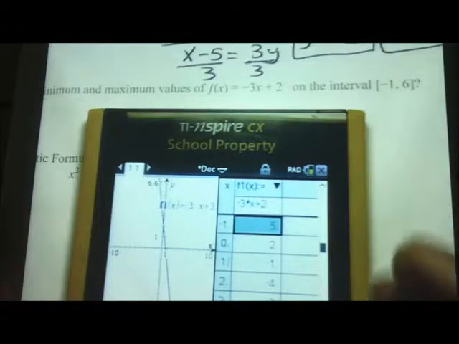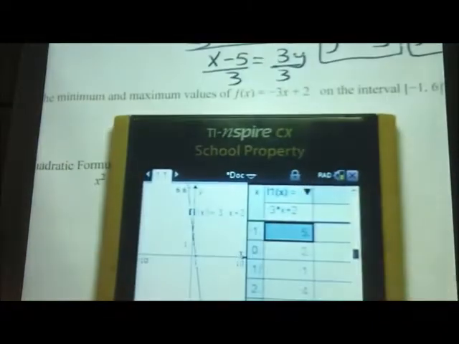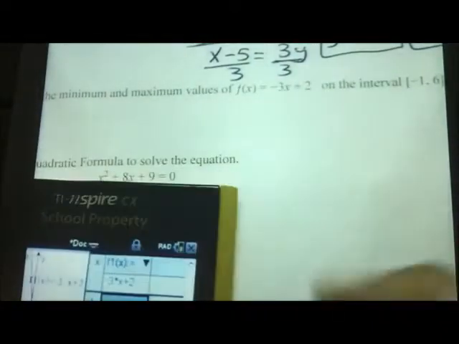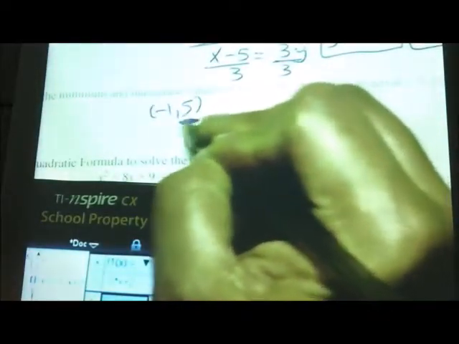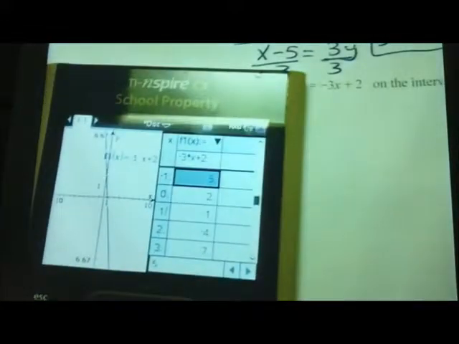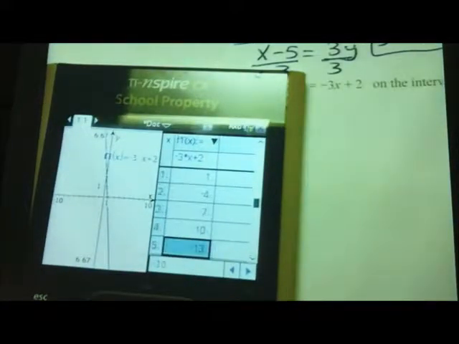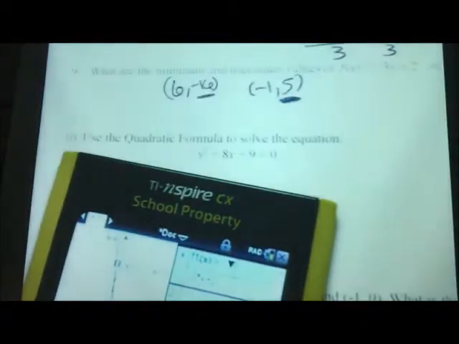So negative 1, 5. My maximum would be negative 1, 5. Remember, sometimes they just refer to that one. My minimum would be 6, negative 16. That one right there.